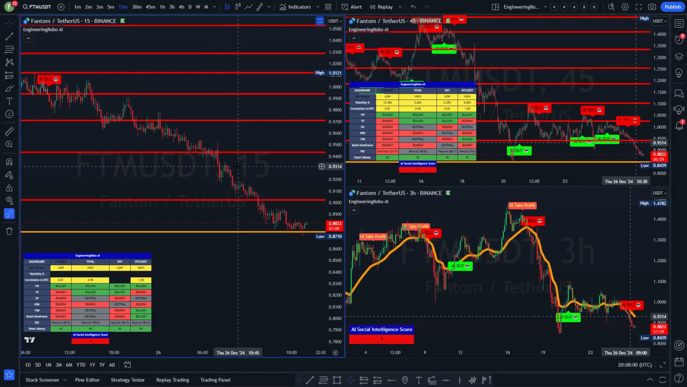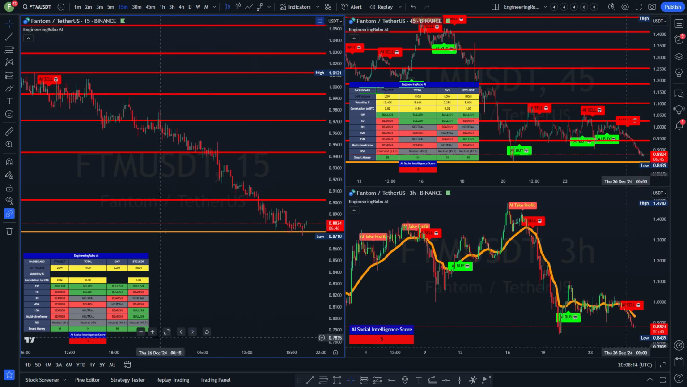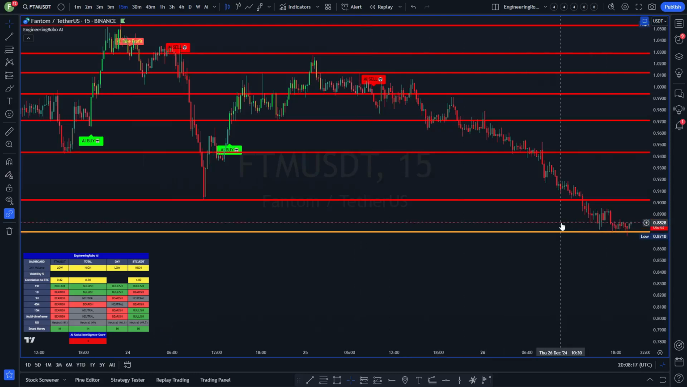This time we are looking at Phantom, another popular coin that is in many people's portfolio. Again, I'm using EngineeringRobo AI, and let's dive straight into the 15-minute. Let's not mess around with all the historical price action on a bigger time frame.